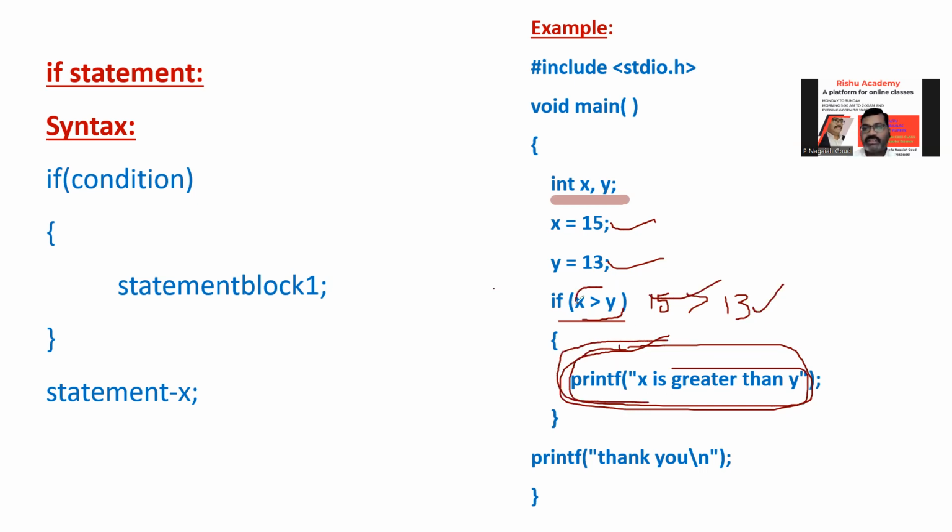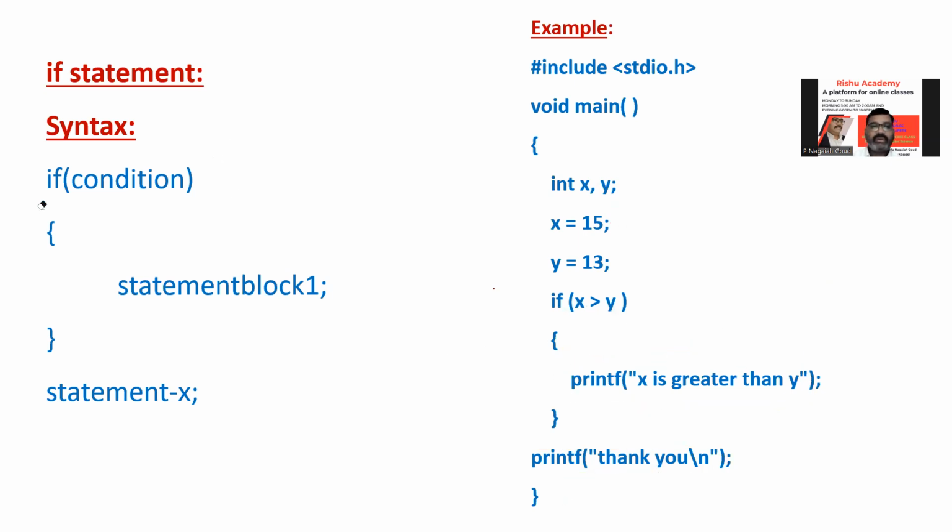Assume that I change this condition to X less than Y. If I write the condition as X less than Y, then the condition to be tested is false. Why? Because I'm saying that 15 is less than 13. This is wrong. So if the condition is wrong, then it directly goes to the printf statement, that is this printf statement saying thank you. So based on the condition, we need to take the decision whether to execute the part of the program or not in case of an if statement. This is about the if statement. We can also call it a simple if.